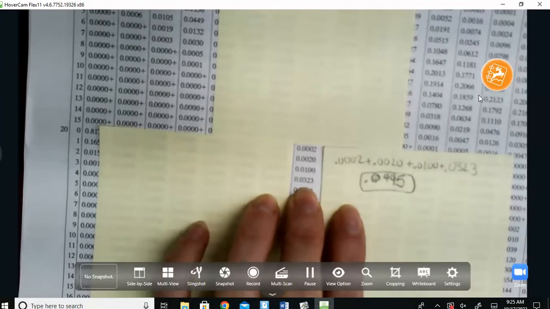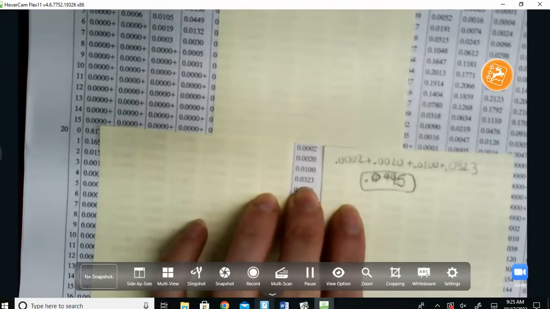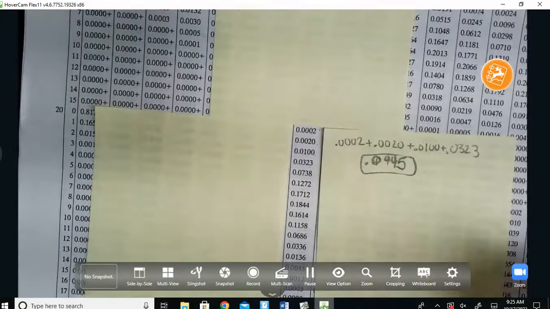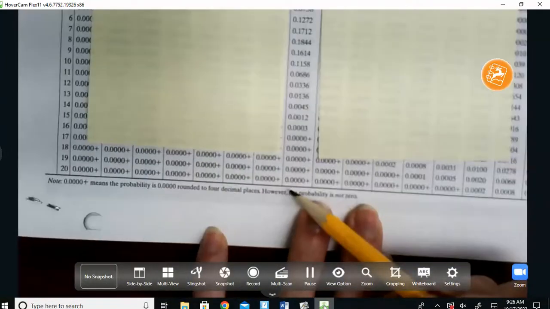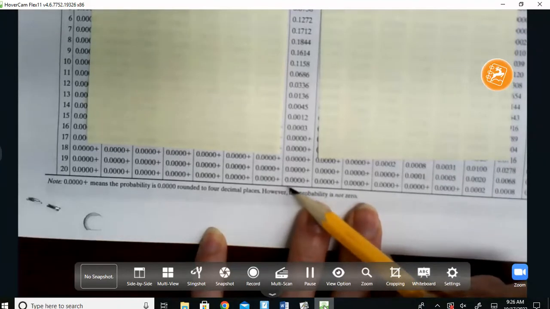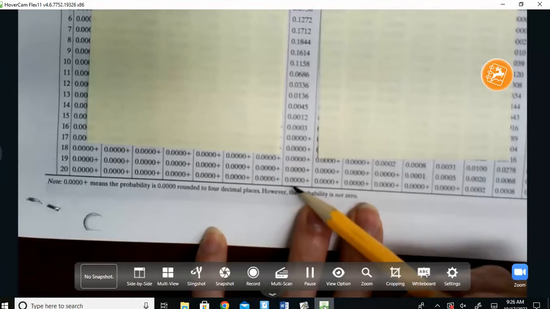All right, C. I want the probability that at least 4. So at least 4 means what? 4 or more. So we have the table in front of us. It's not that big of a deal, but we would have to add up 4 through 20. You notice when you get to the bottom, it says 0.0000 with a plus sign. That means the first 4 digits are all zeros. It's still a positive number, but it's a very, very small chance.